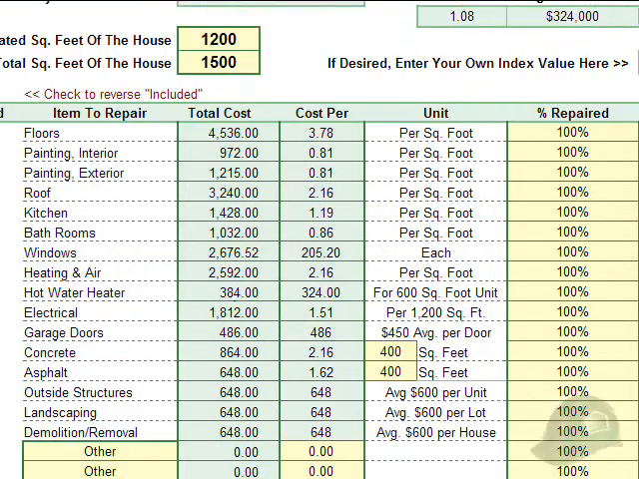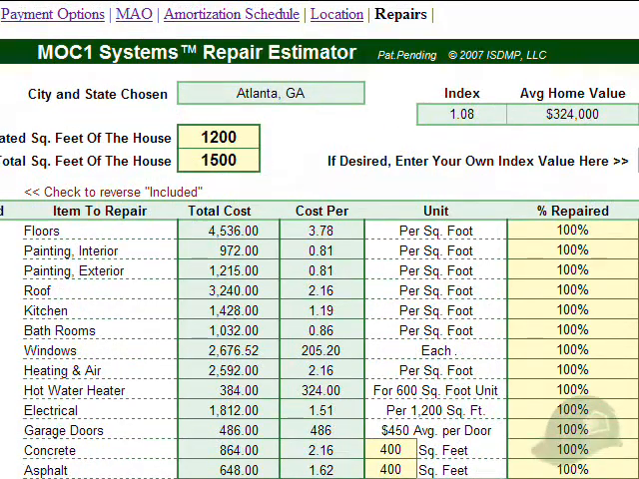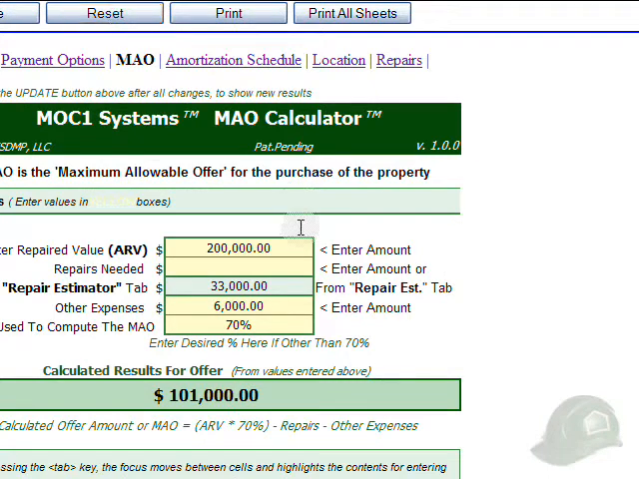We can, at this point, click back to the MESO and see that this $33,000 for repairs is added in here, which lowers our MESO down to $101,000, or we may actually want to offer, say, $95,000 cash on this house.